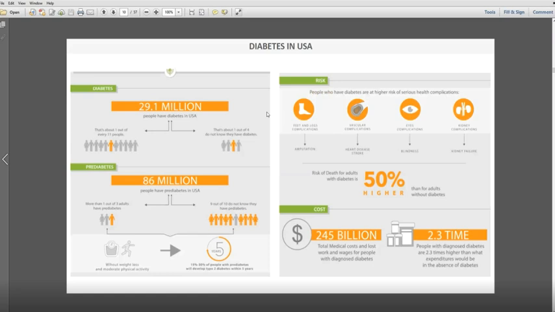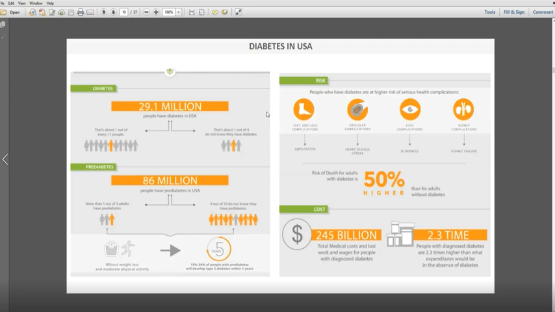So why the product? Again, we're looking at chronic metabolic diseases. We're focusing on diabetes. It's a very significant disease state in the United States, but internationally as well. And currently, there's around 30 million Americans that have been diagnosed with diabetes. Okay, so that's roughly 10% of the population has been diagnosed with diabetes. 86 million are pre-diabetic. Okay, so that's a big chunk of the population, and it's growing.